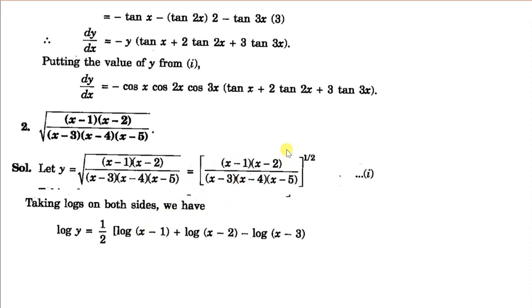log of this term, and here in the numerator we have a product of two terms, so we will use log mn is equal to log m plus log n, so it becomes log (x minus 1) plus log (x minus 2), and it is divided by the product of these terms. So then we use log m by n is equal to log m minus log n. So all these three terms will be subtracted after the minus sign, that is minus log (x minus 3) minus log (x minus 4) minus log (x minus 5).